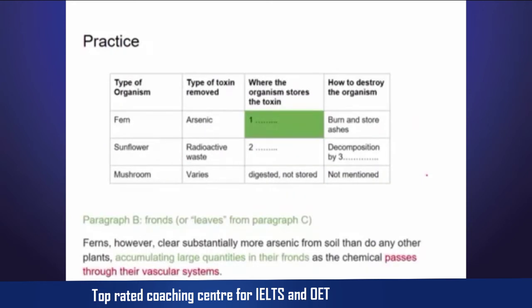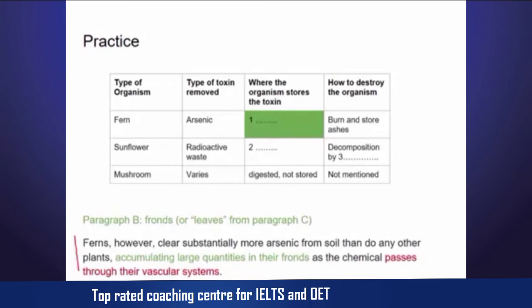Number 1, in paragraph B, we find that ferns keep toxins in their fronds. It says that idea down here in this particular segment. It says ferns, however, clear substantially more arsenic from the soil than do any other plants. Arsenic is the toxin being discussed, of course, and the part in green here is the key part, accumulating large quantities in their fronds as the chemical passes through their vascular systems.